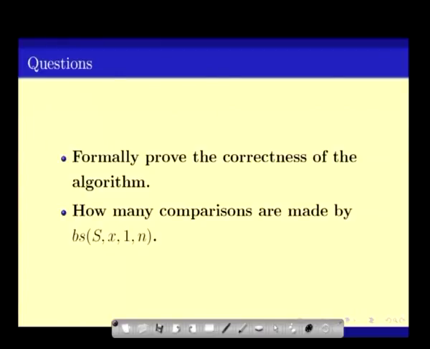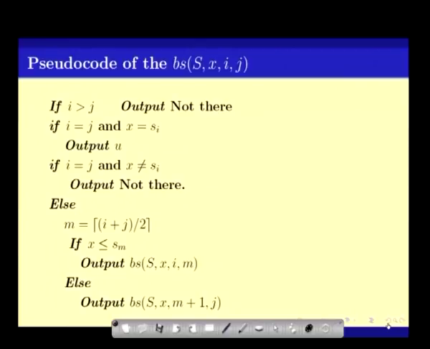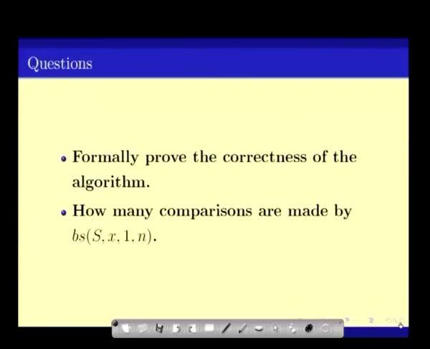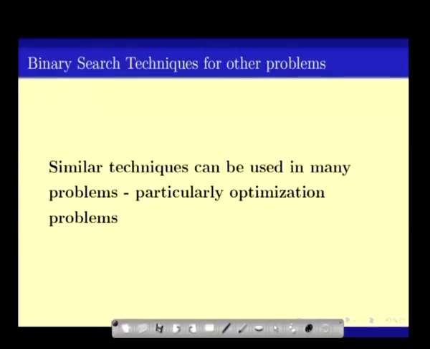So, here are the two questions. First of all, formally prove the correctness of this algorithm, I mean this pseudocode. Prove that this pseudocode does output the right value whether X is in this set Si to Sj. And then, how many comparisons are made if I make the full call binary search S, X, 1, n. So, this was another way of looking at binary search. Till now we have looked at binary search as an algorithm which looked a bit tricky possibly, and now it looks even trickier, but the main idea is that it is a recursive call, it is calling itself. We will see much more of recursive calls in the coming lectures. Now, as I told you earlier, binary search is very crucial for many other kinds of problems, particularly optimization problems.